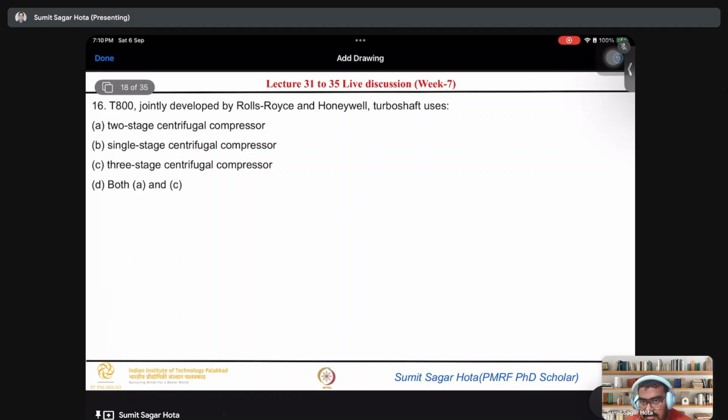The T800, jointly developed by Rolls-Royce and Honeywell, turboshaft uses dash. It's a two-stage centrifugal compressor, because we already know that this turboshaft always uses a centrifugal compressor.